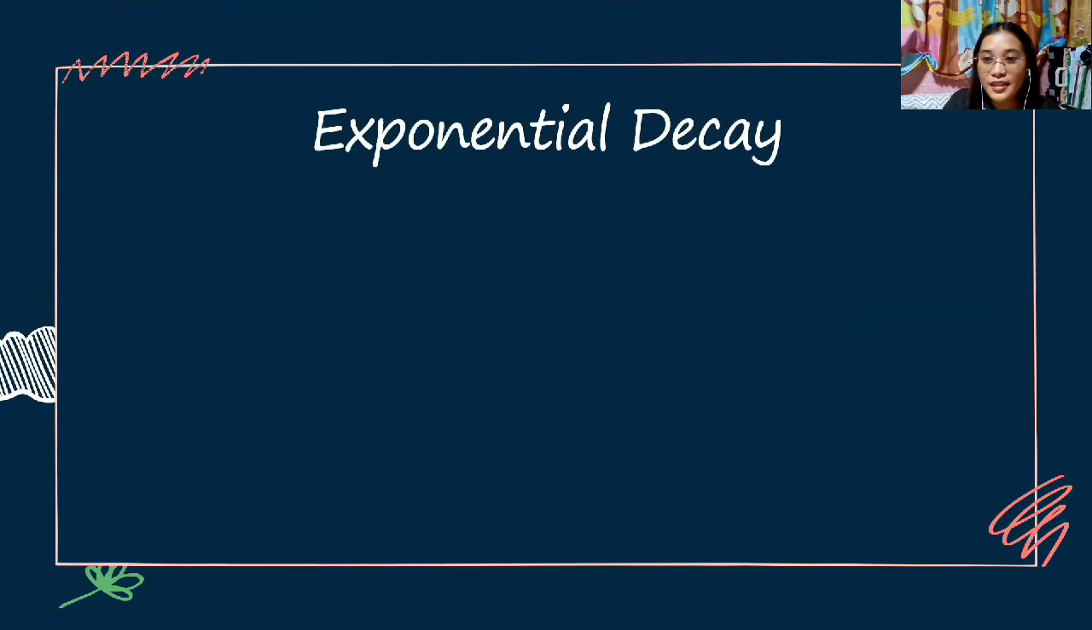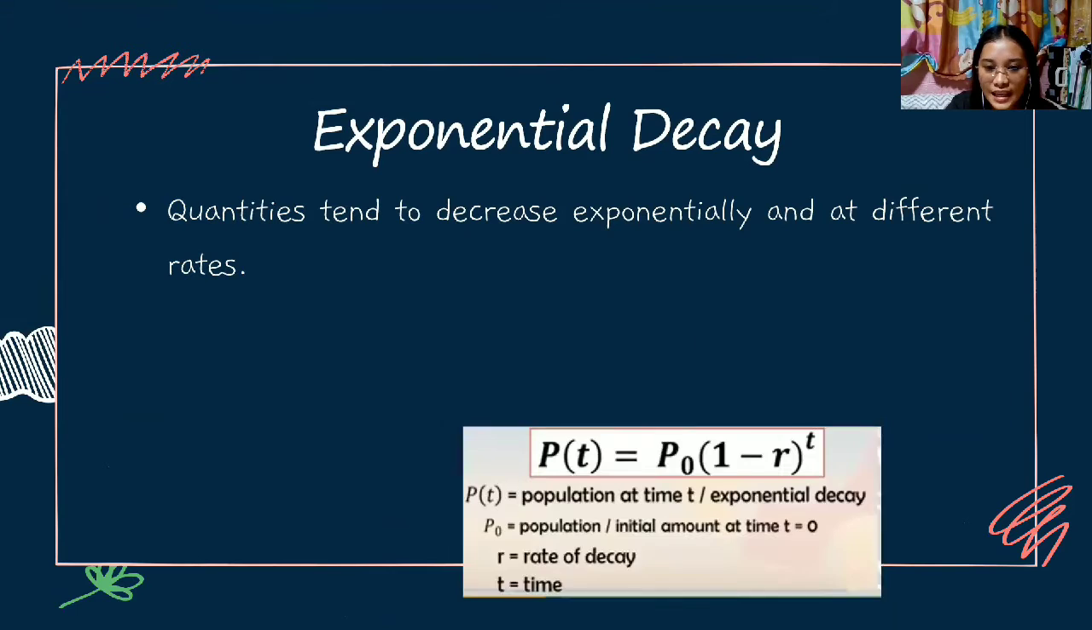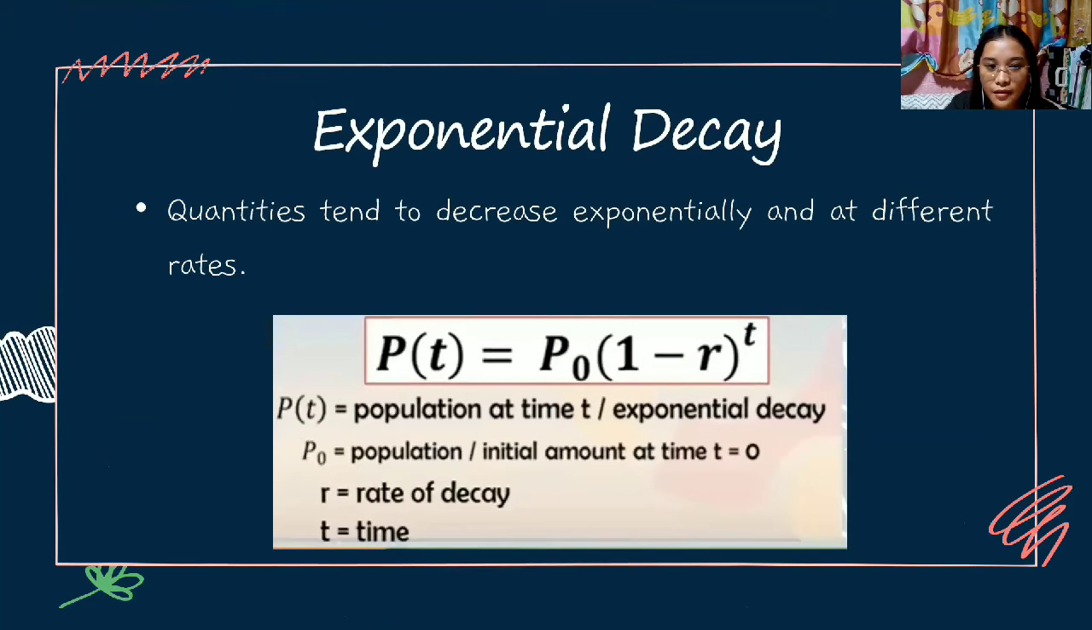The next application is the concept of exponential decay. This is the opposite of exponential growth. This one is used for quantities that tend to decrease exponentially and at different rates. For the formula, we need to follow P of t equals P sub 0 times (1 minus r) raised to t. If you compare this to exponential growth, the only difference is that here we have 1 minus r since there is a decrease in value.